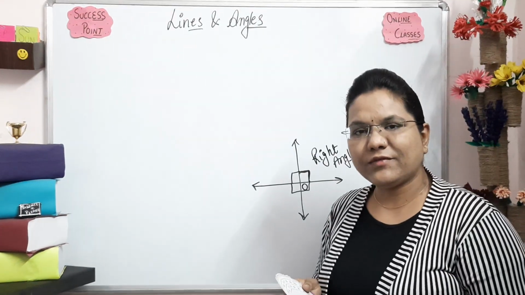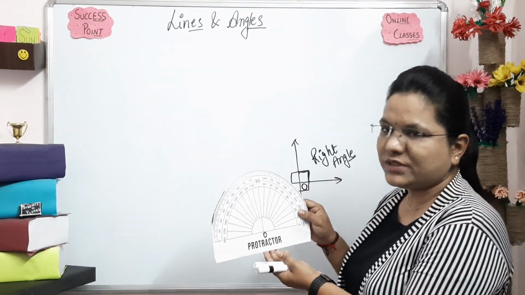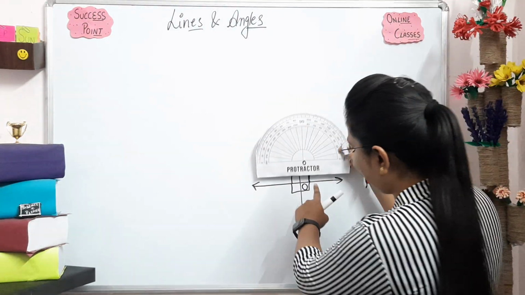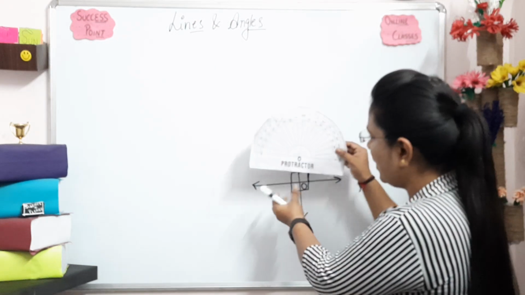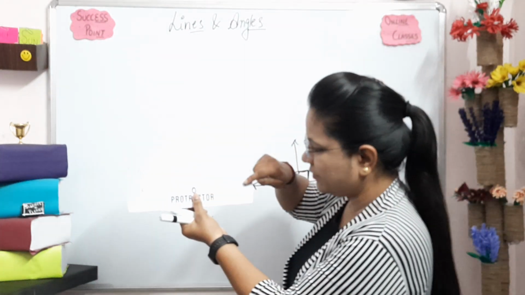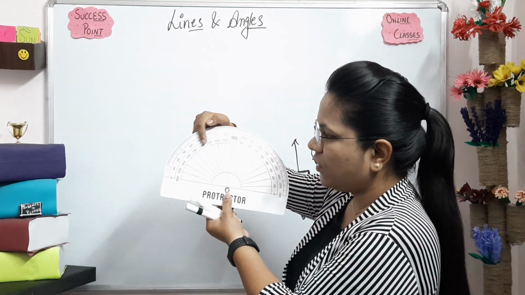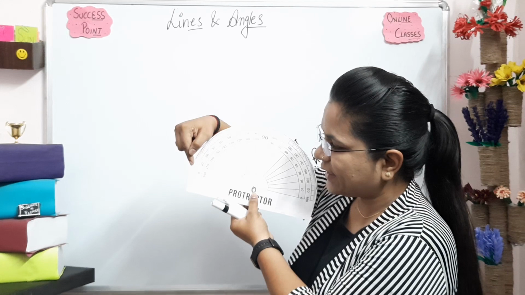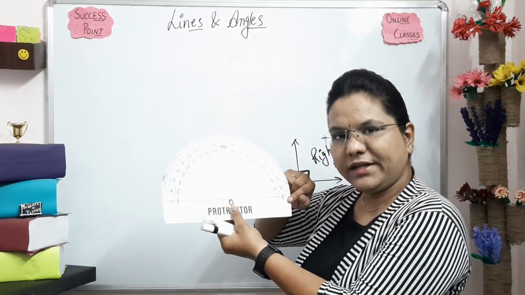We have to use a special device, that is a protractor. How to check it? This is the center point, so we will place it on the center position O. Here the numbering is given as 0 degree, 10 degree, 20, and all the degrees till 180 degrees. And if you check this side, these angles also go till 180 degrees.